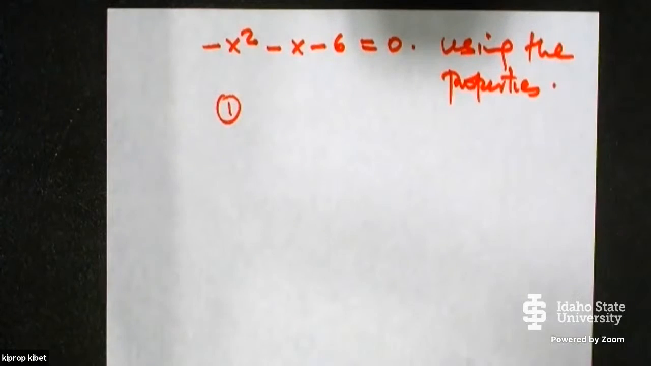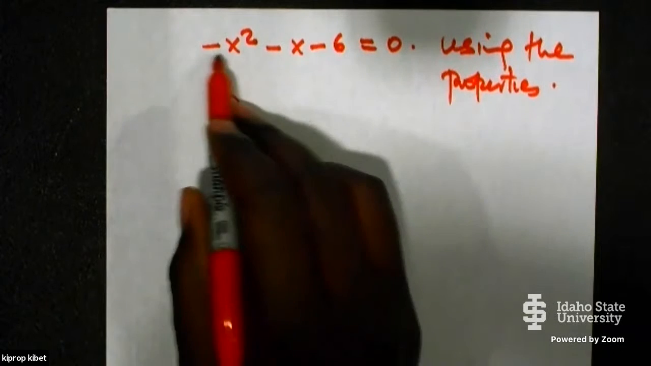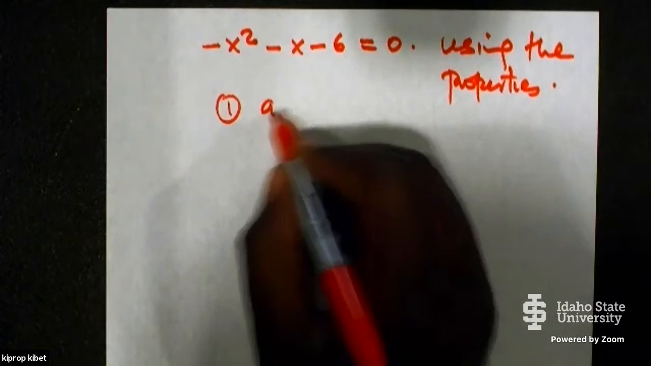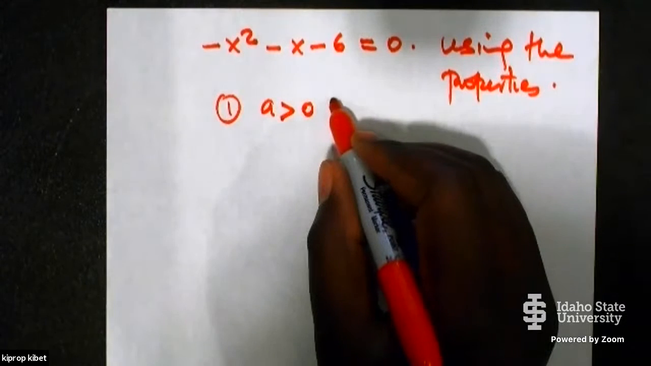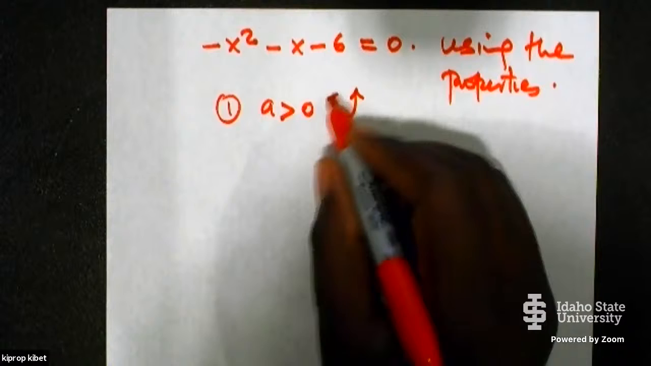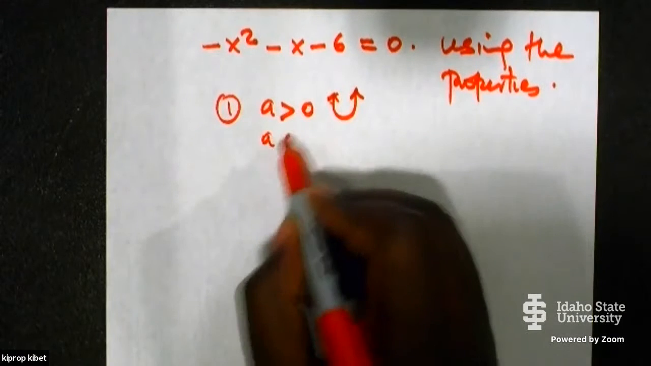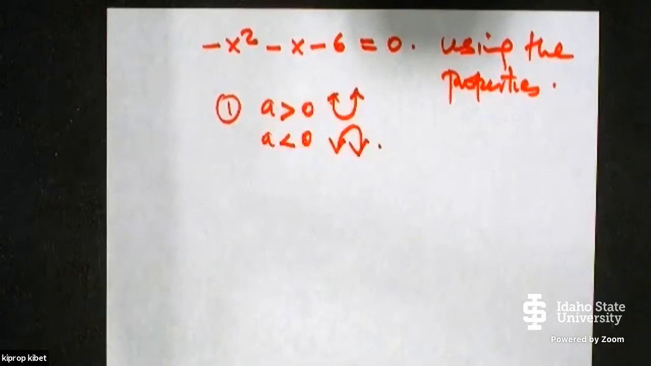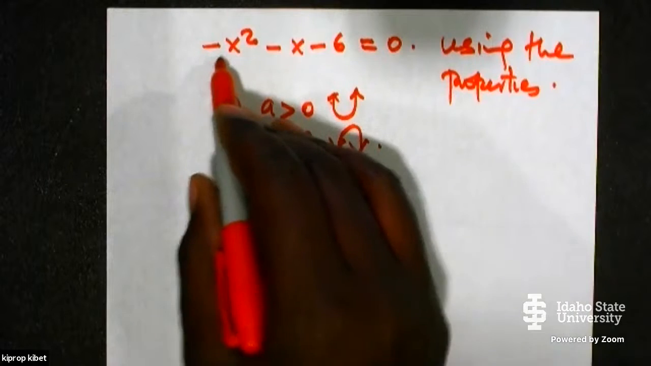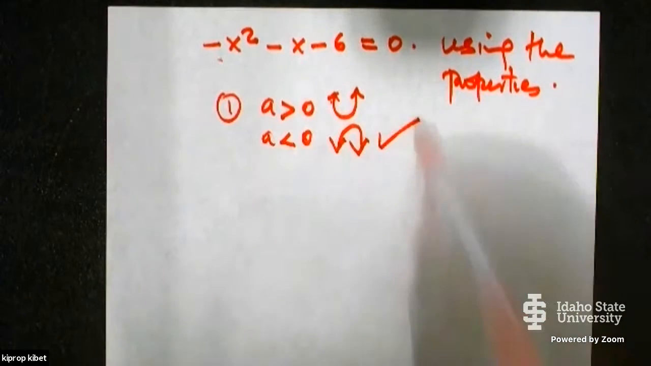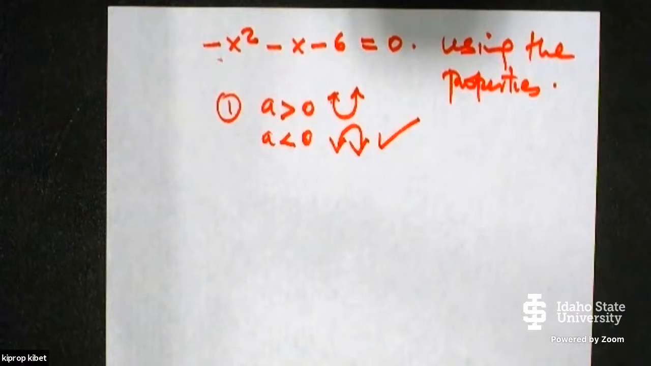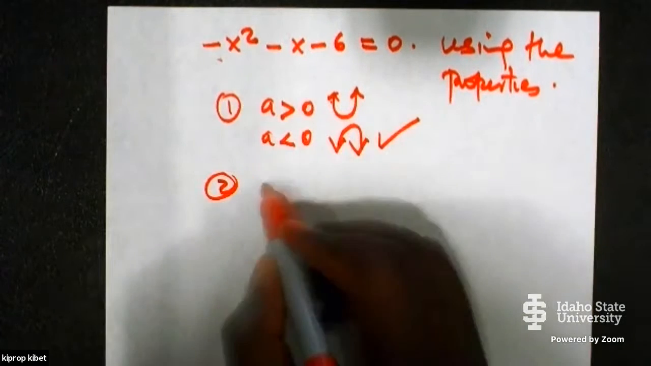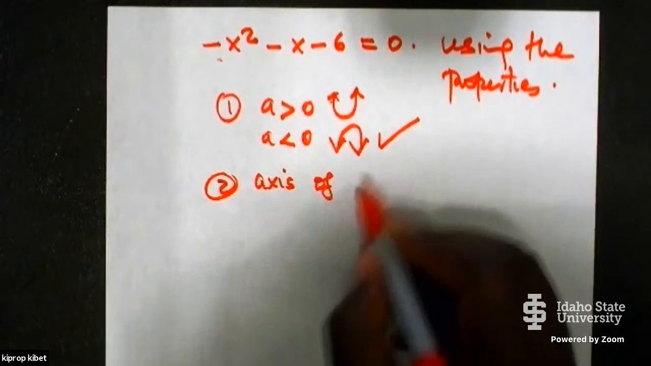How will the parabola be facing? Will it be facing up or facing down? When a is greater than 0, then it will be facing up, right? But when a is less than 0, then it will be like that. Here, this a is less than 0, so it is facing down. Okay?